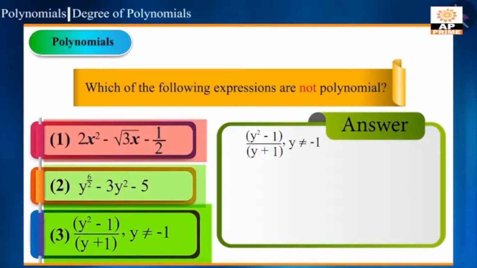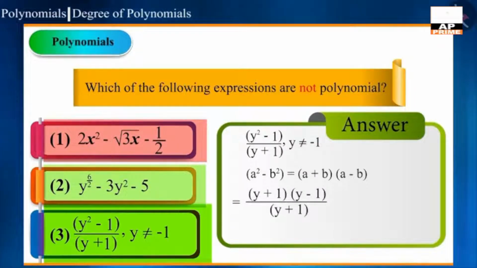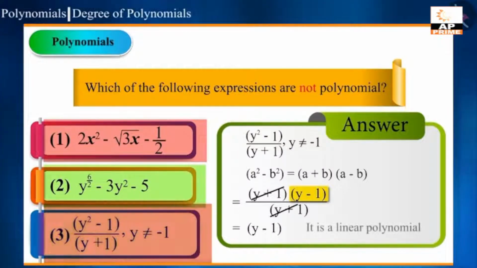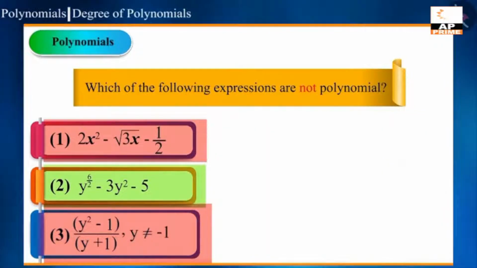Like using the algebraic identity, a square minus b square is equal to a plus b, a minus b. The numerator can be written as y plus 1, y minus 1. This would become y minus 1 by cancelling y plus 1 from numerator and denominator. Hence, it is a linear polynomial. Friends, to recognize any polynomial, we should focus only on the powers of the variables.